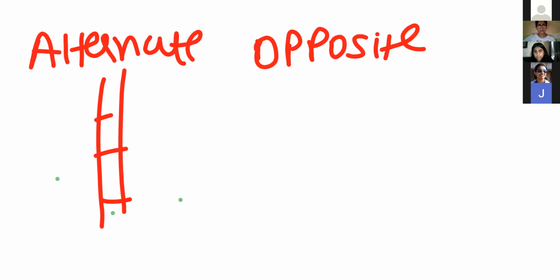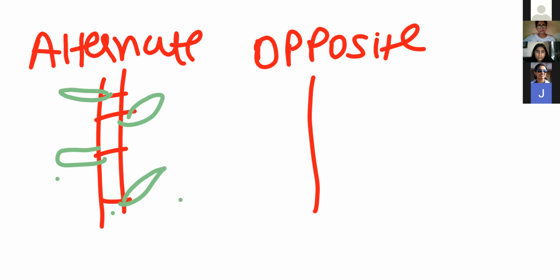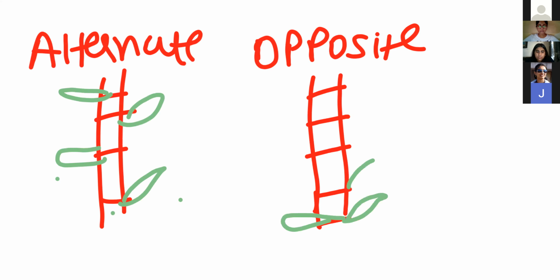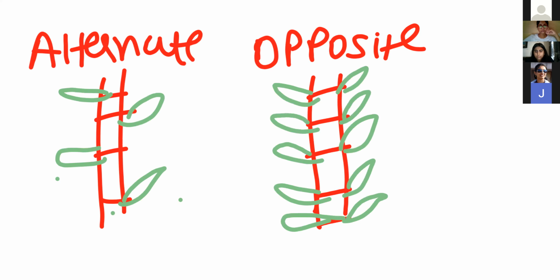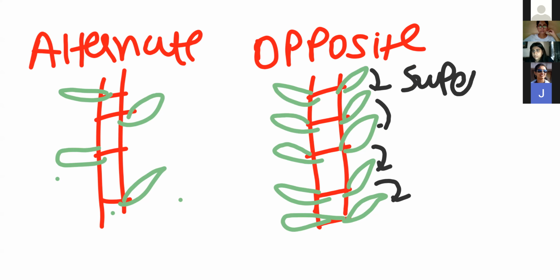Alternate meaning what? On each node a single leaf in an alternate pattern. Next, the second thing, in opposite phyllotaxy, on each node one pair of leaves are there, meaning two leaves at each node. Here they are arranged in such a way that the above one overlaps the below one. Same over here, here, here. This type of overlapping pattern we call opposite superimposed.